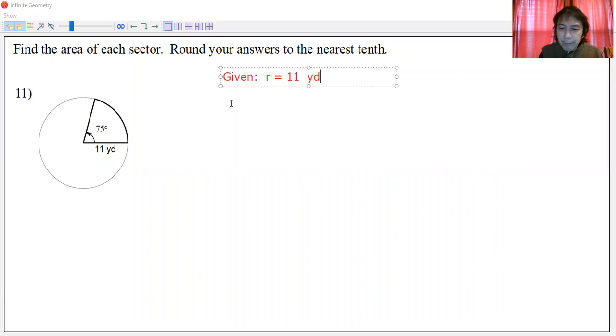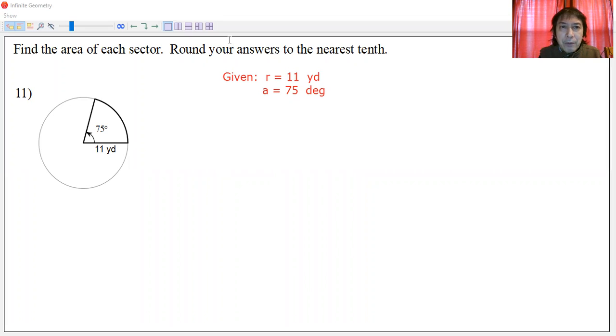There, all right. What else? We have the central angle. Our central angle is 75 degrees. There. Remember, when the angle is in radians, you don't have to do conversion, okay? The pi over 180, you don't have to include that, okay?